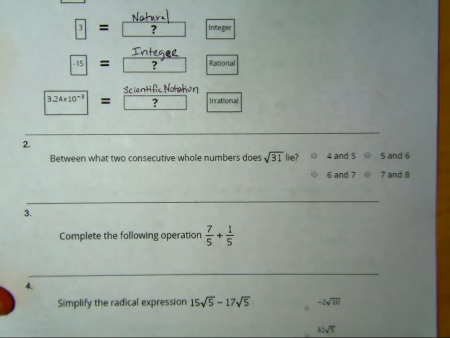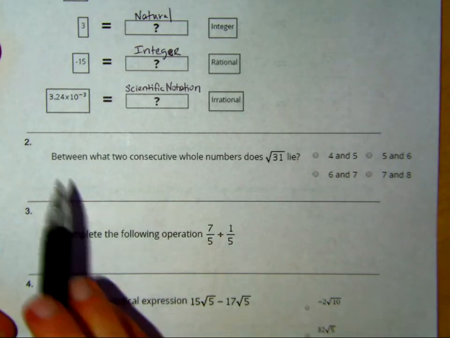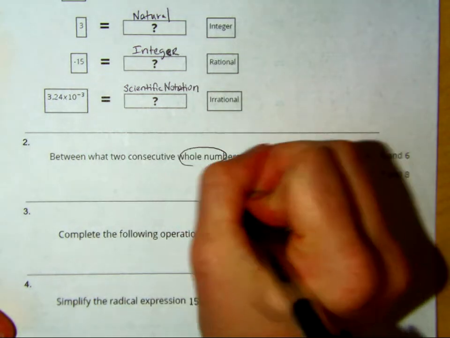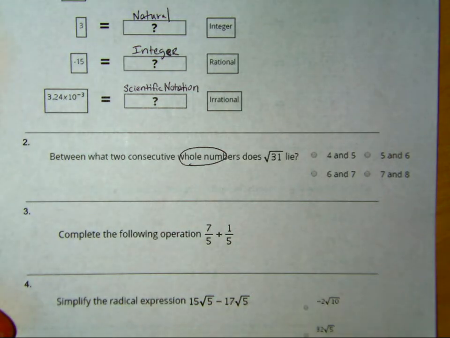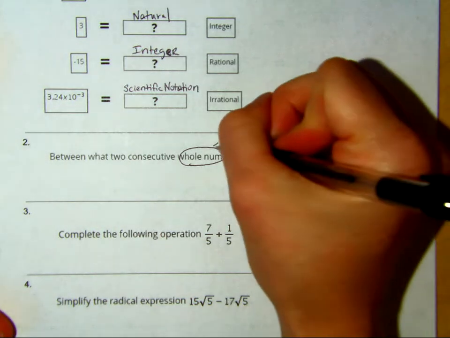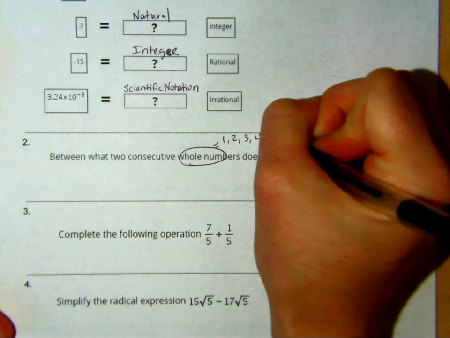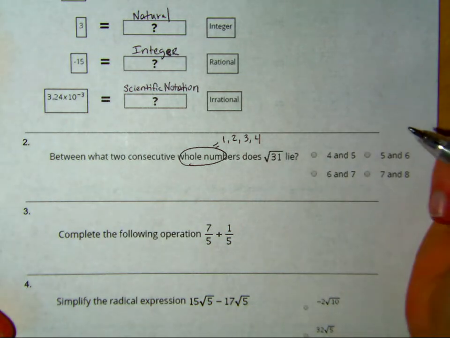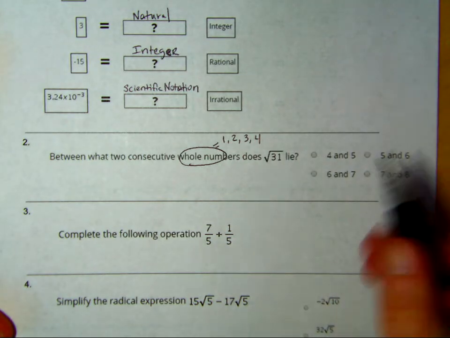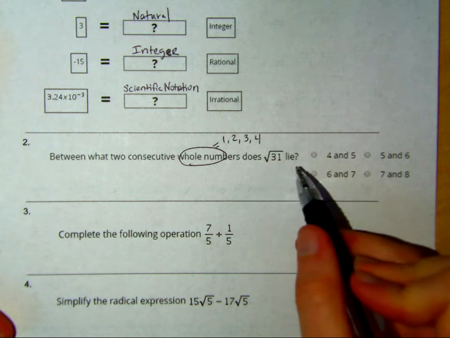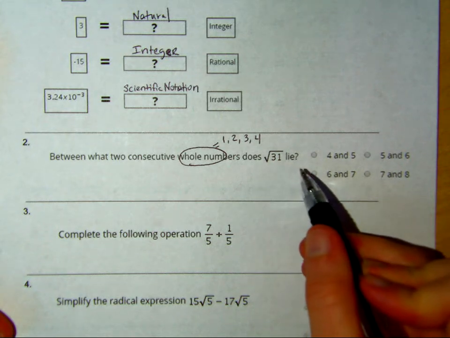Okay, so if we move on to number 2, it is asking between what two consecutive whole numbers does the square root of 31 lie? So a whole number are numbers like 1, 2, 3, 4. There's no numbers after the decimal. Okay, so for a square root to be a whole number, it has to be a perfect square.